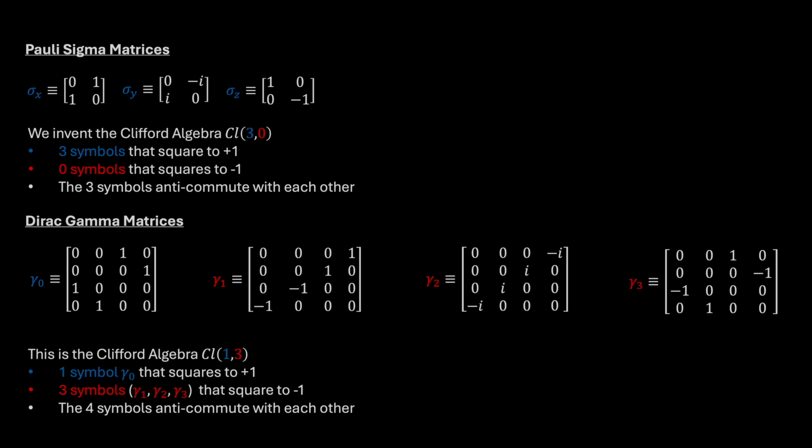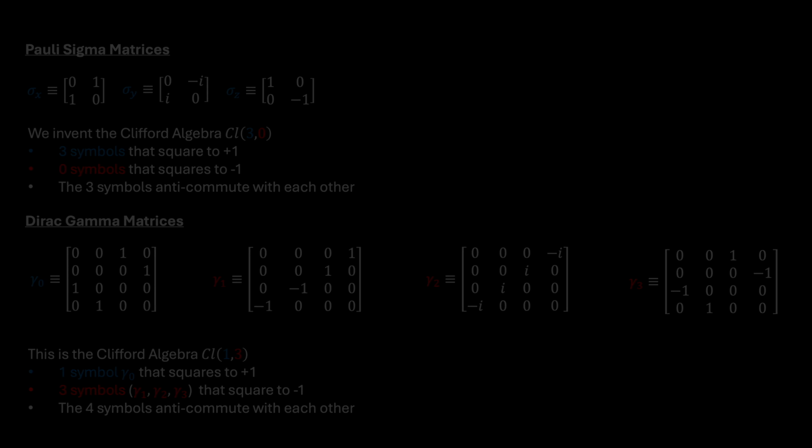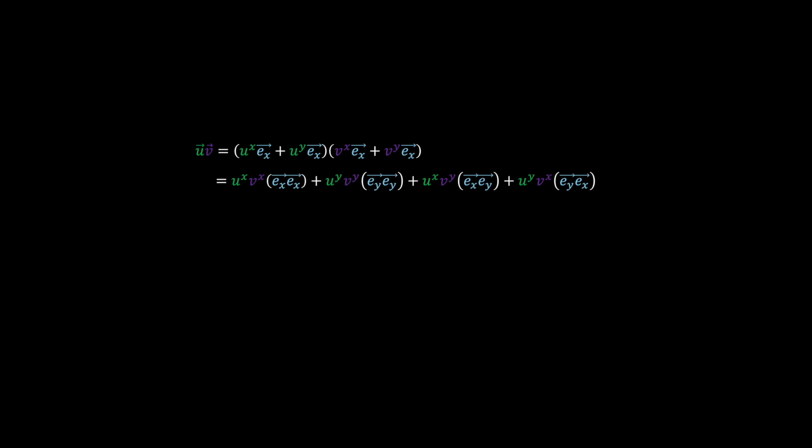And so for our Dirac matrices, we have that the Clifford algebra is CL13, with one symbol gamma 0 that squares to +1 and three symbols that square to -1. This is very reminiscent of space-time. Also, typically when we multiply vectors together, we say that the multiplication between two basis vectors that aren't the same is 0 because they are orthogonal to each other.